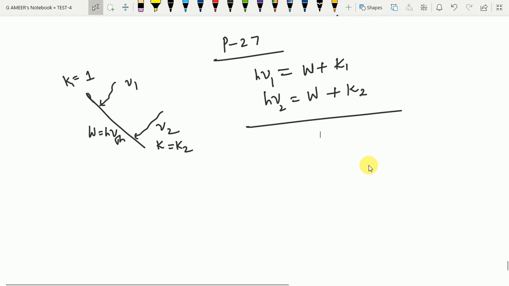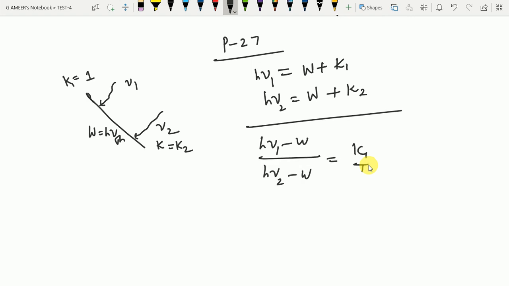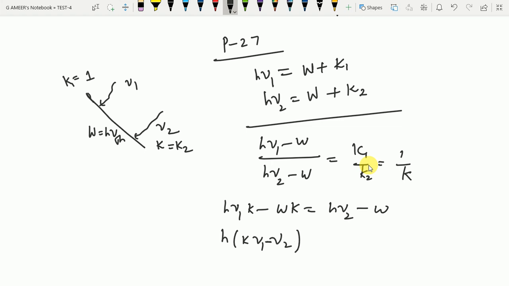See here, h nu1 minus w divided by h nu2 minus w is equal to K1 by K2. That is given in the problem as 1 by K. Now you cross multiply and solve for K. That is h nu1 K minus wK is equal to h nu2 minus w. You bring this w to this side and you bring nu to this side. So h can be taken out. K nu1 minus nu2, of course with a minus here, is equal to K minus 1 into work function.